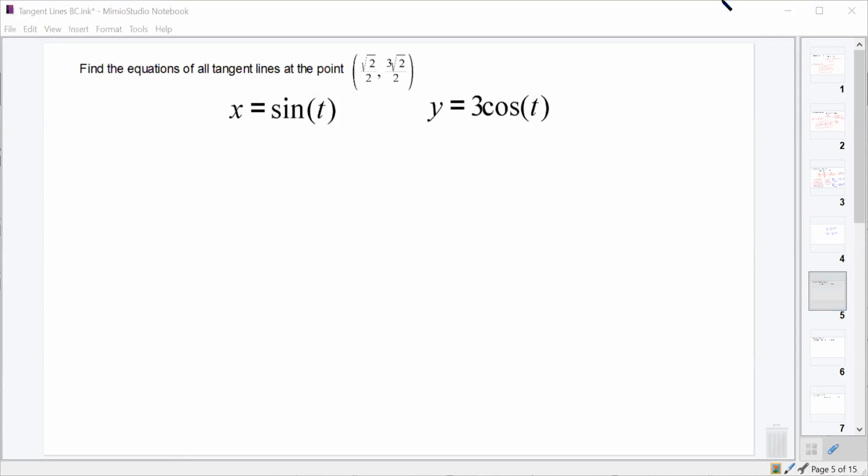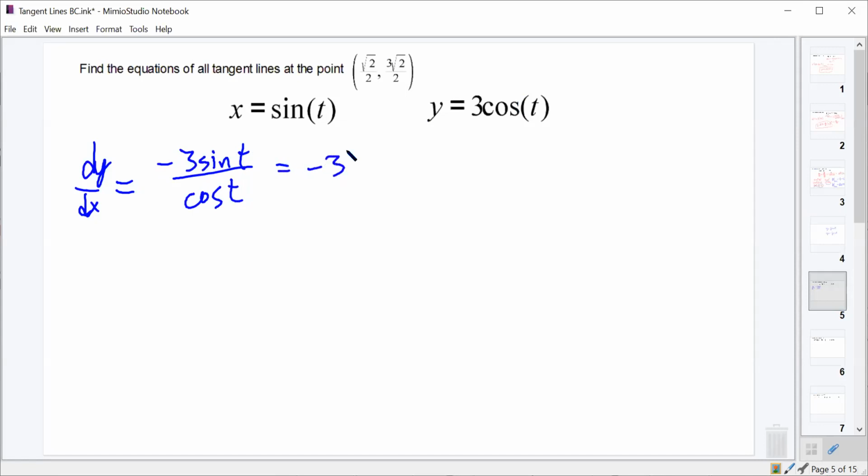So taking our derivative should just be dy/dt over dx/dt. And what's dy/dt? The derivative of 3 cosine t should be -3 sine t. And the derivative of sine t should be cosine t. Everybody good there? Can rewrite this as -3 tangent t if we wish. Everyone good there?